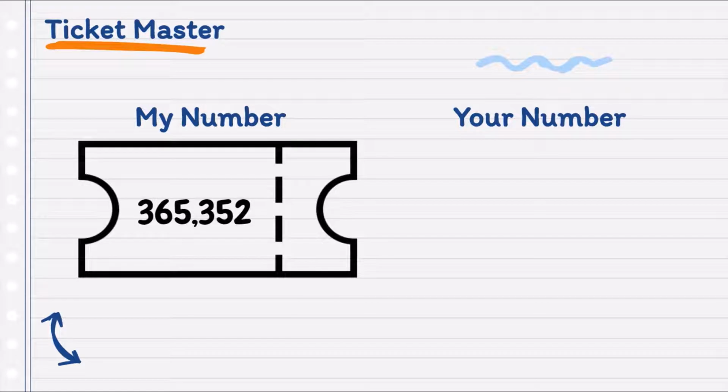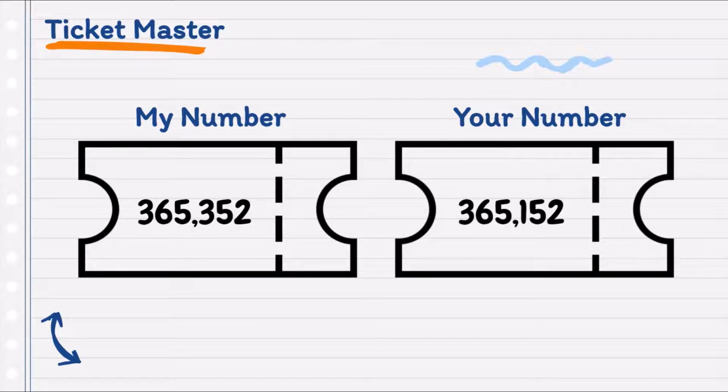Okay, this time my number is 365,352. Read your number. You should have said that your number is 365,152. And we're going to take a moment and do some math observations and think about what is alike in these numbers and what's different. You're welcome to pause the video to study these numbers now.